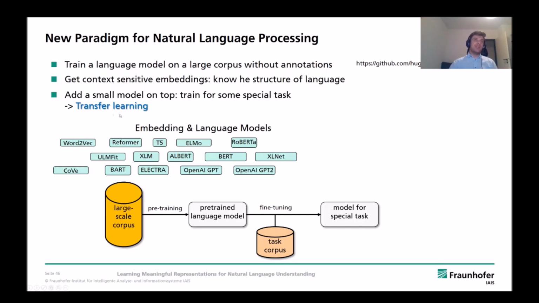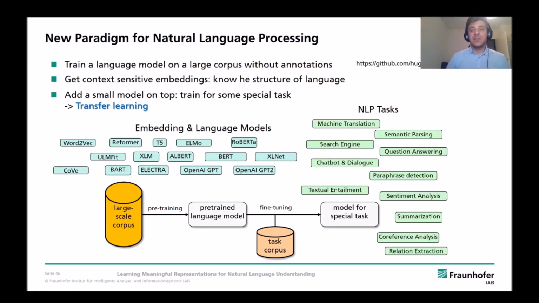And this is namely transfer learning, right? So we have this language model which learns the language representations, and then we transfer the language knowledge that we have onto a task, so that we require less training data than before. And these contextualized embedding language models have shown significant increases in performance for many tasks, such as translation, relation extraction, sentiment analysis, and so on.